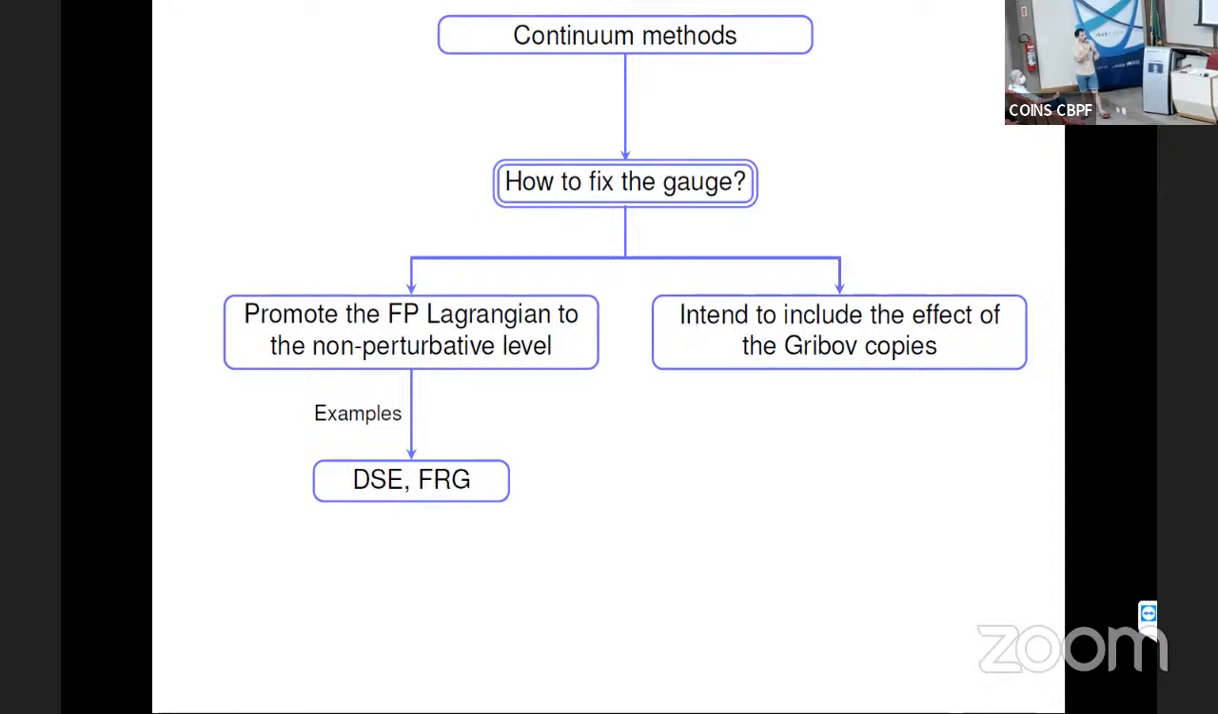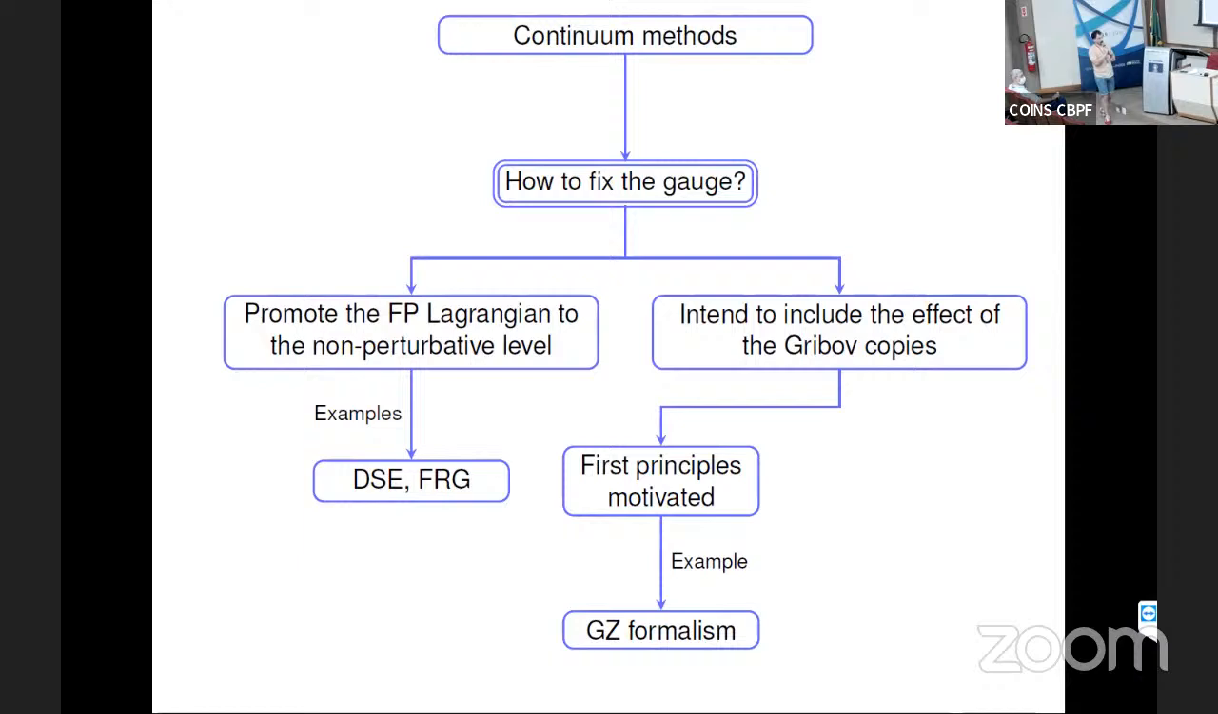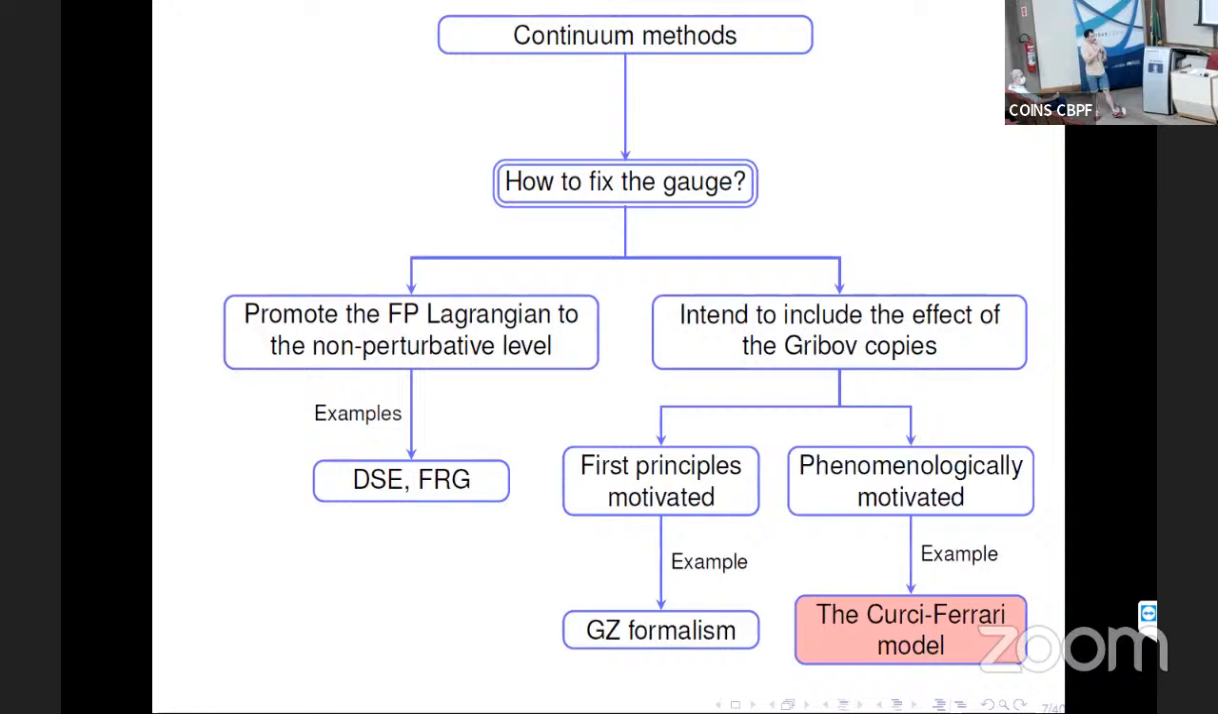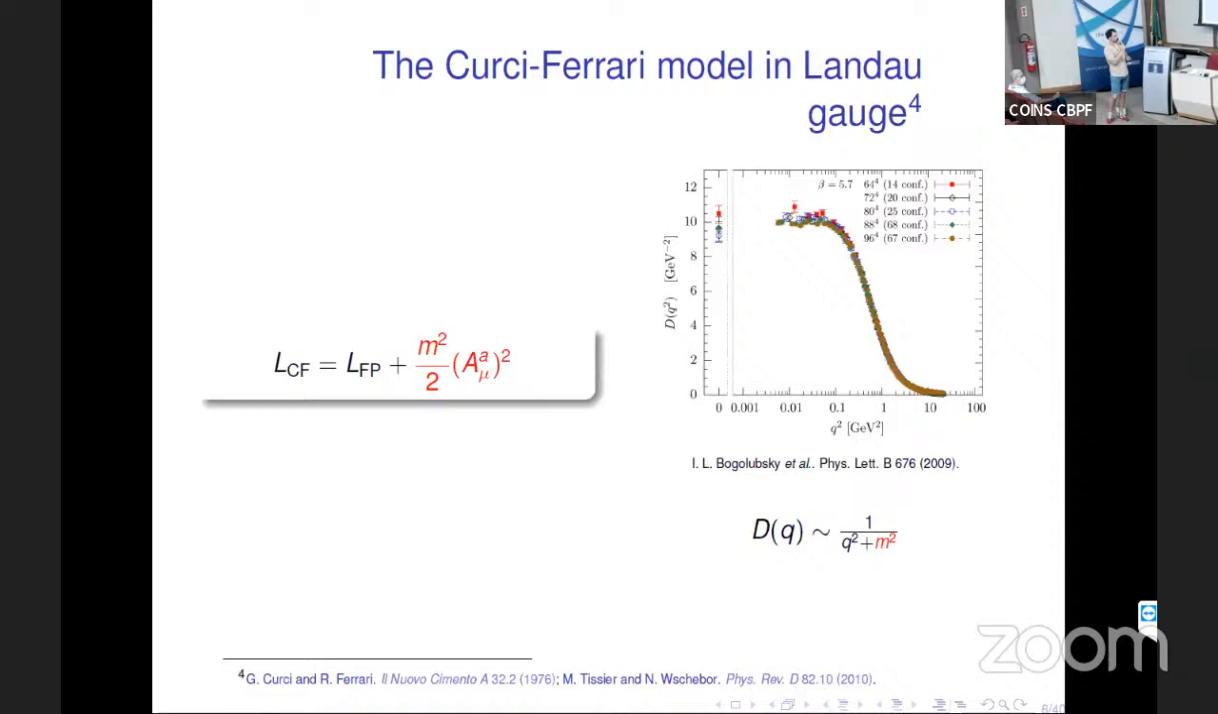Or we can try to include, in some sense, the effect of the Gribov copies in the infrared. We can try to do this motivated by first principles, and in some sense, this is what the Gribov-Zwanziger formalism does. Or we can try to be phenomenologically motivated, and here we can include the model in which I worked, which is the CBPF model. Now, the Curci-Ferrari model is motivated by this graph, which we have already seen several times in this workshop, which is the gluon propagator on the lattice, which saturates to a finite value at zero momentum.